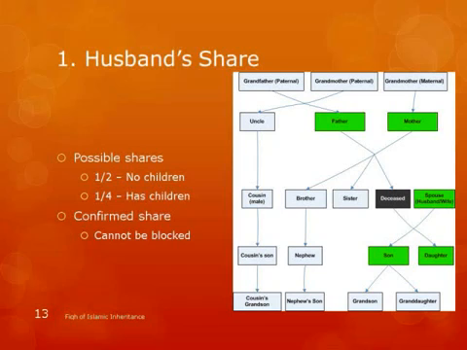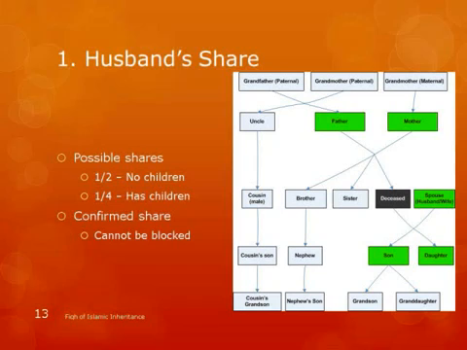I'm going to keep repeating this diagram in all the share distributions. So the husband is right here, and there are just 2 possibilities for a husband. The husband either gets half of the whole share if the wife died, or a quarter. In case the wife left children, then he gets a quarter, and if she doesn't have any children, then it's half.